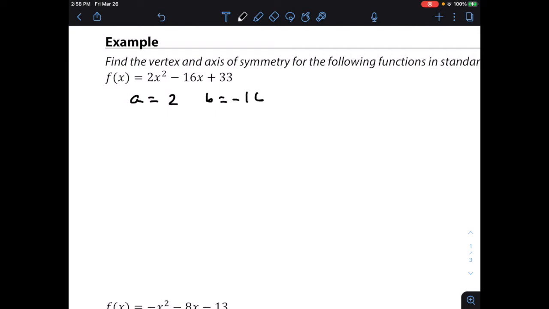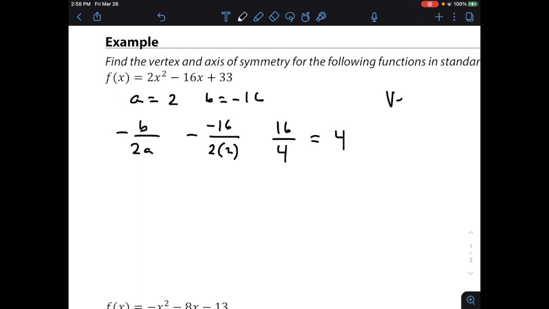Then to find the x value of our vertex and the axis of symmetry, all we have to do is plug those two things into negative b over 2a. So negative b over 2a becomes negative, and then we have negative 16 on the top. This is where it can get a little bit tricky, and then the bottom is 2 times 2. Whenever we have a double negative, it becomes positive, right? So this becomes positive 16 over 4, and we can simplify that to be 4. So we know that the x value of our vertex is 4.